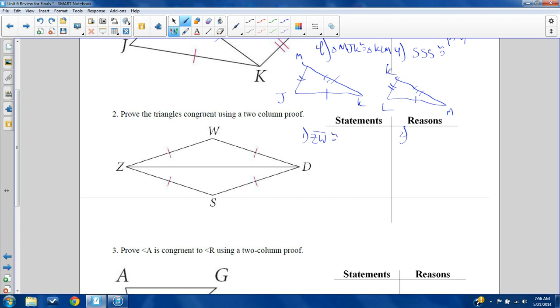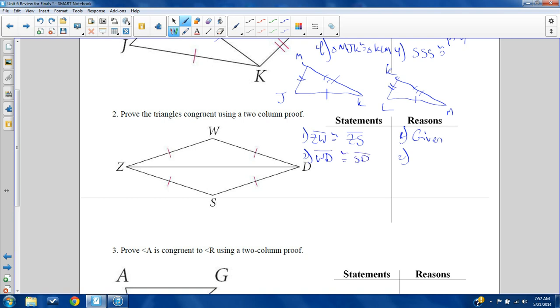Now, here's why the two triangles thing is important. I could say ZW is congruent to WD, but that doesn't help me say anything about the two triangles being congruent. I made a congruency statement within the same triangle. I want to compare ZW to something in the other triangle. So I want to say ZW is congruent to ZS or to SD. Again, it doesn't matter in this case. They're all congruent. So I'll just put ZS. That's given. Statement number 2. WD is congruent to SD.